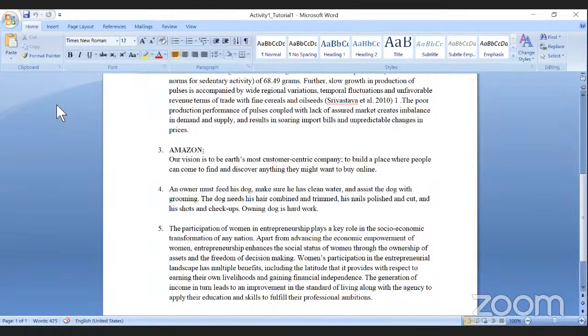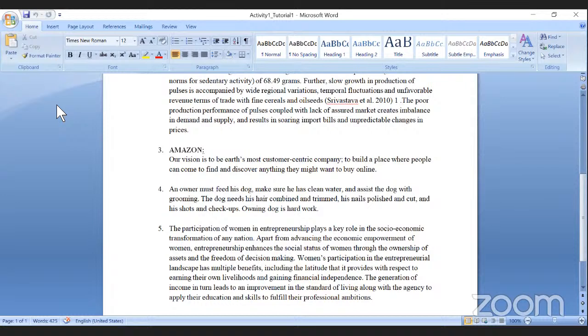Specific to general. It was a specific function. Yes, ma'am. Specific to general. Yes, ma'am. General to specific. Ma'am, I think it is general to specific. General to specific. General to specific. Yeah, general to specific.